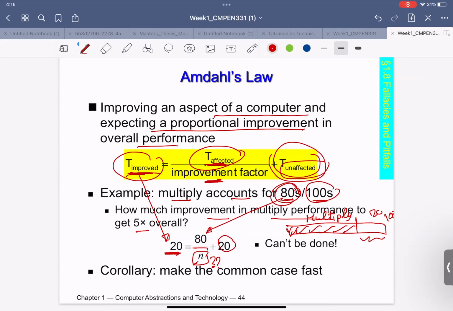So back to this equation, 20 is equal to 80 divided by n plus 20. What is n? In this case, n is infinity. Correct? So I can get a 0 term. But would n being infinity be possible in a practical case? This is impossible. So I won't be able to get 5 times faster, no matter what enhancements I make to the multiplication operation in this particular case.